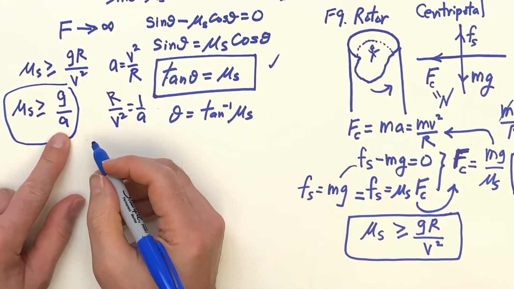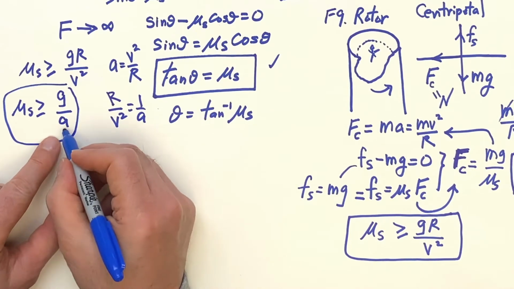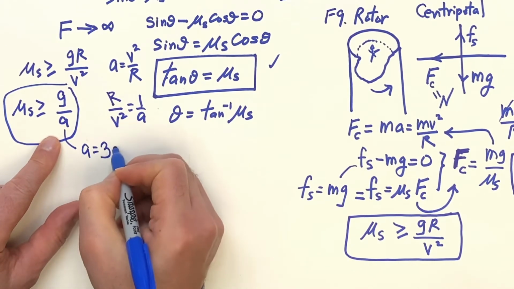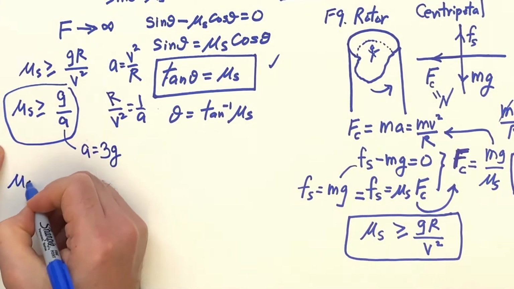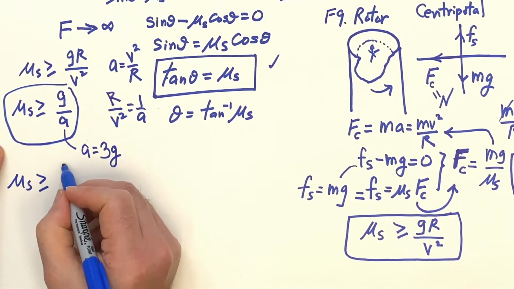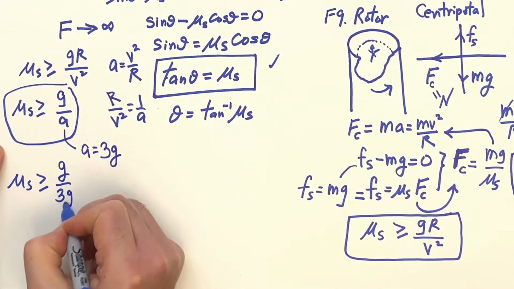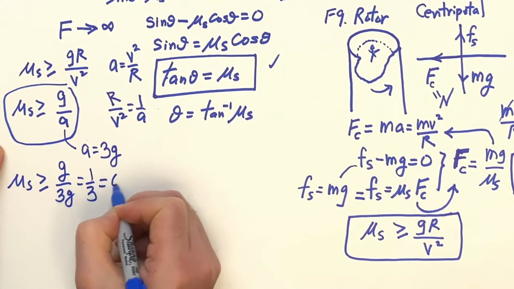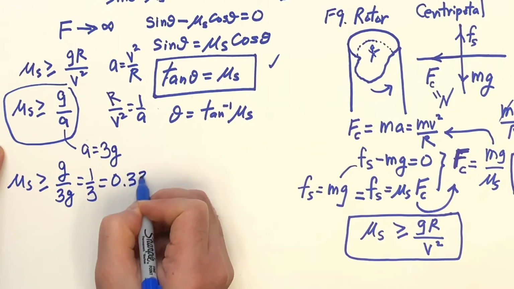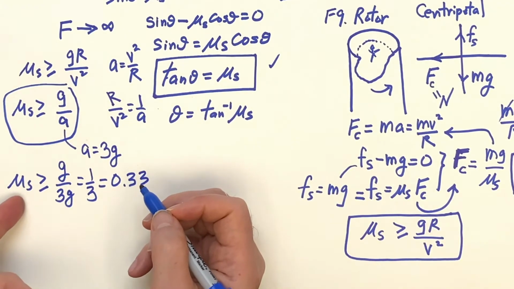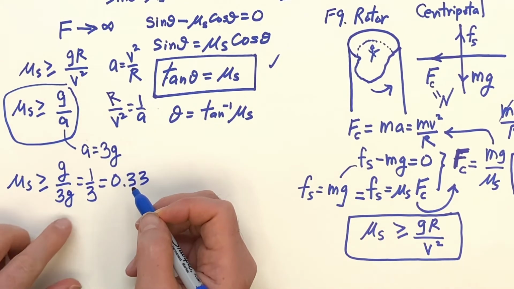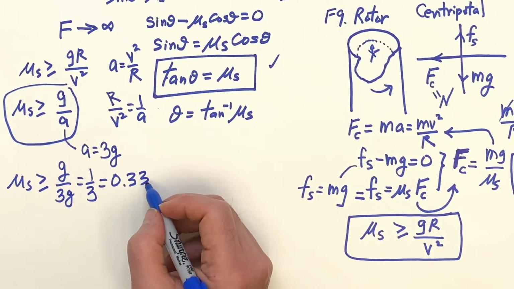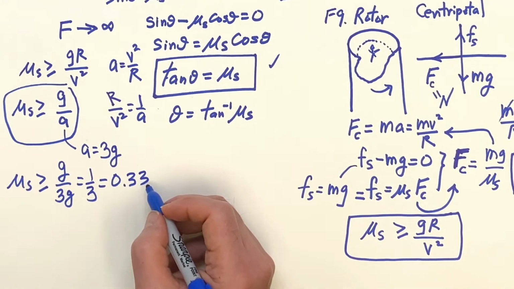So if the acceleration here is equal to 3G, like the lawyer is pointing out, then μS is greater than or equal to G over 3G, which is 1/3. Well, see, that's a nice 0.33. That's nice, so that's easy to obtain. You want a low coefficient of static friction, say. So that's good, but not good for the human body. And if you're old like me, you might have trouble, like pass out or something.